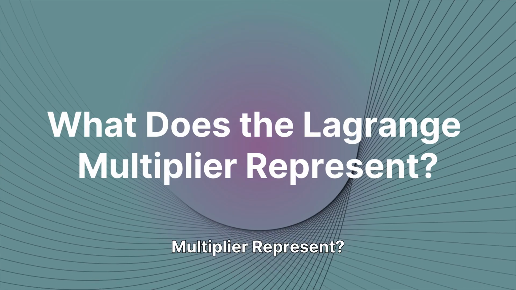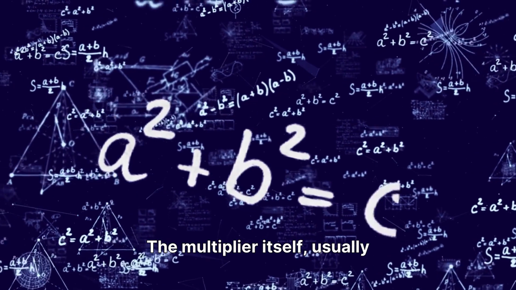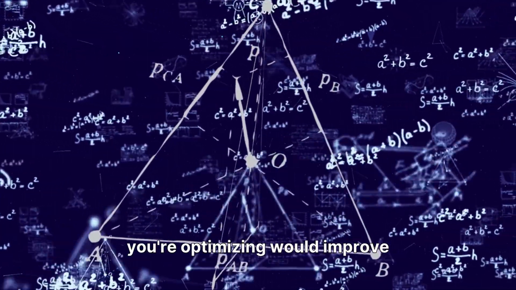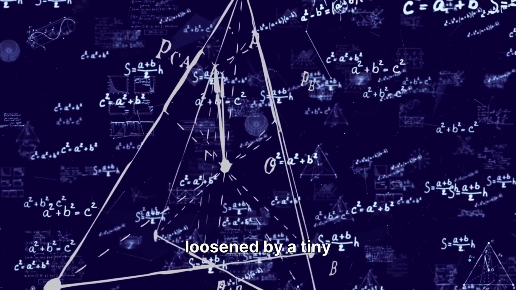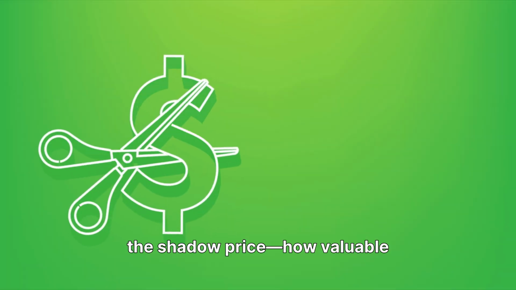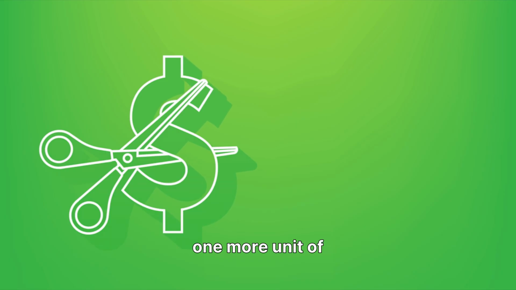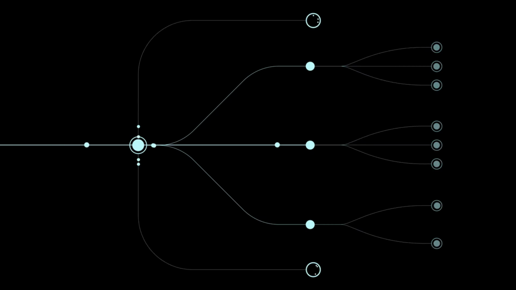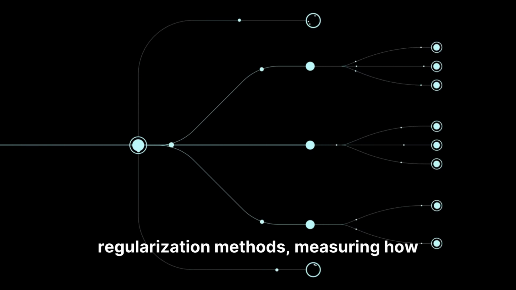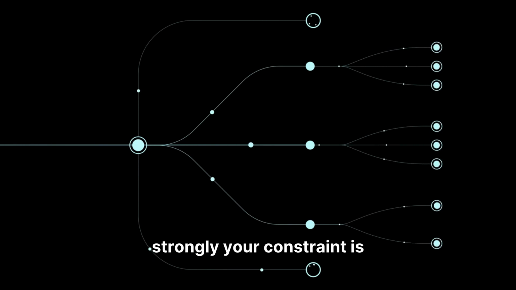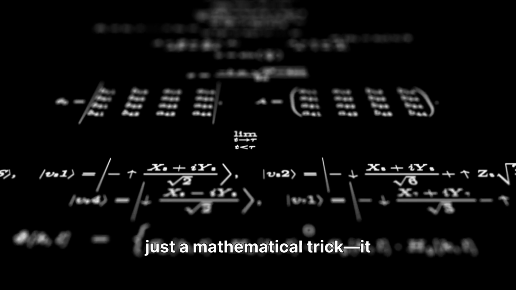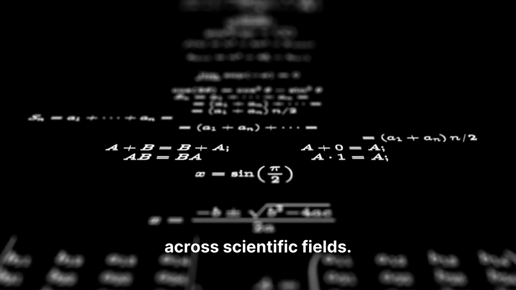What does the Lagrange multiplier represent? The multiplier itself, usually written as lambda, measures how much the function you're optimizing would improve if the constraint were loosened by a tiny amount. In economics, it's called the shadow price, how valuable one more unit of budget would be. In physics, it's often a force or tension that keeps a system restricted. In engineering and machine learning, lambda appears in regularization methods, measuring how strongly your constraint is influencing the model. So lambda is not just a mathematical trick. It has a powerful meaning across scientific fields.